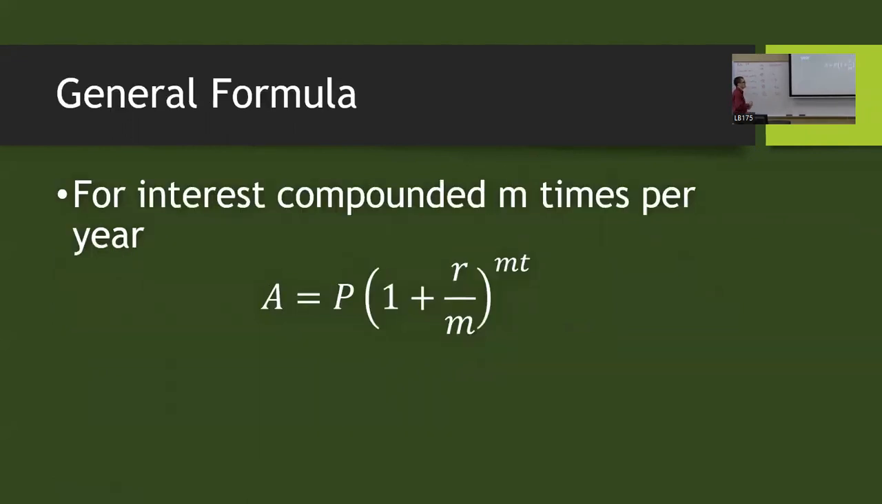So here is the interest formula, right? This is the general formula for interest that you should know, or at least have written down somewhere in big bold letters as you're doing your homework or as you're doing the test. It is A equals P times (1 plus R over M) to the MT. The M stands for how many times per year our interest is compounding.